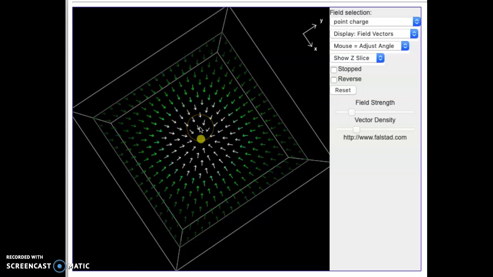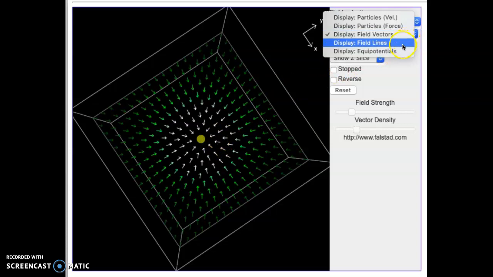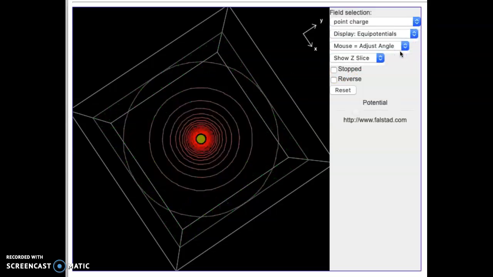But regardless, at a given distance or a given radius, the voltage everywhere on that circle is going to be the same. So if I display the equipotentials, meaning along each of these lines it's equal potential or equal voltage, each of these is a different level of voltage. Everywhere on the line is the same voltage though.